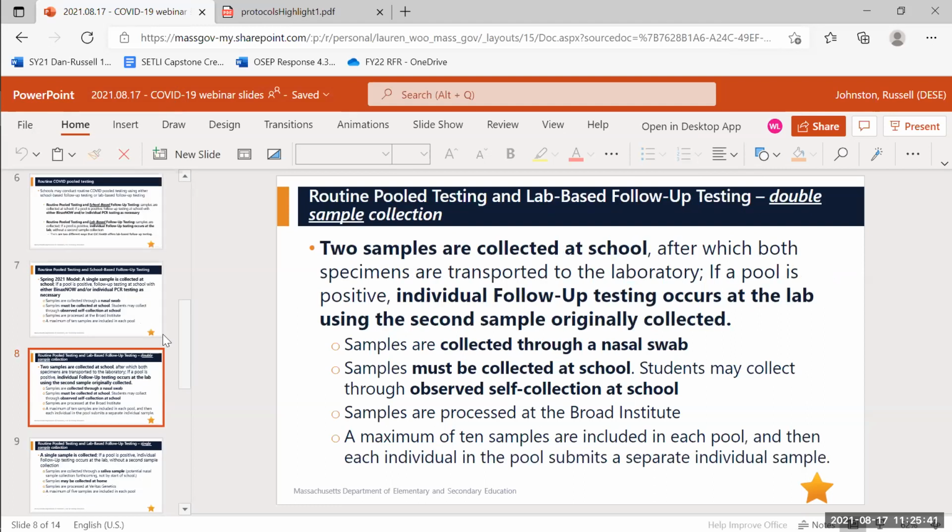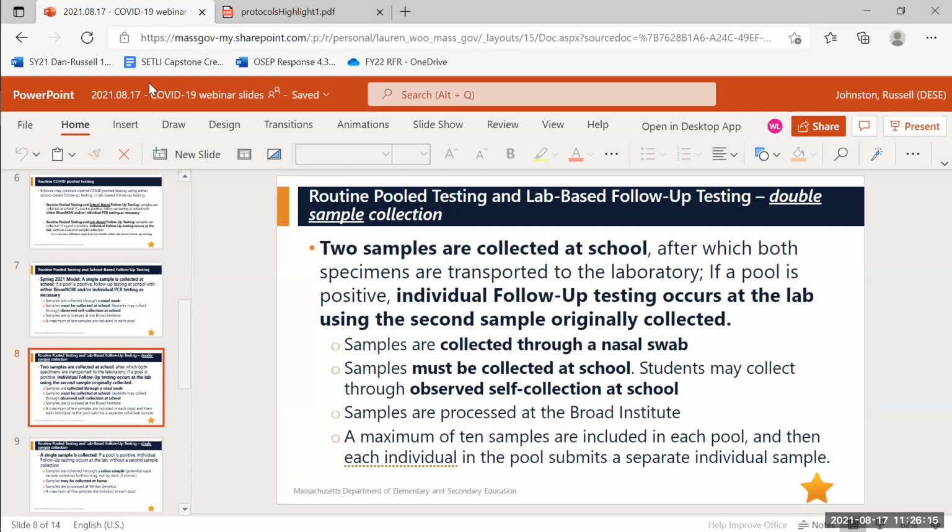Going on though, and again, this is what I really want to make sure that we are all really aware of as we go forward, because this is what's new and I think helpful for this year. Really excited that we can bring this to you. But there are two ways that we can do lab-based follow-up testing. The first is what we call a double sample collection. If you could imagine, let's just say students are conducting the swab in the school, they're going to do it twice. So last year we would have done one swab, right? This year we're going to have the student do it twice.